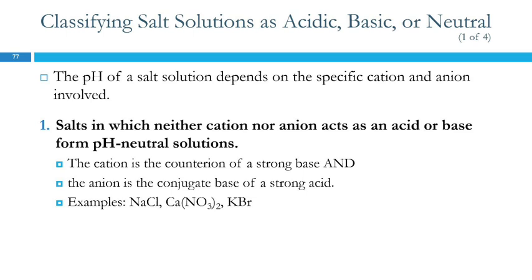So to recognize those, we need to look at the two ions in there, right? We've got Na+, we've got Cl-. What base does this come from? NaOH. That's a strong base. What acid does this come from? HCl. Strong acid. Neither of these is going to do anything. Calcium nitrate, the calcium would come from calcium hydroxide, also a strong base. The nitrate comes from nitric acid, strong acid. It's not going to do anything. Okay?